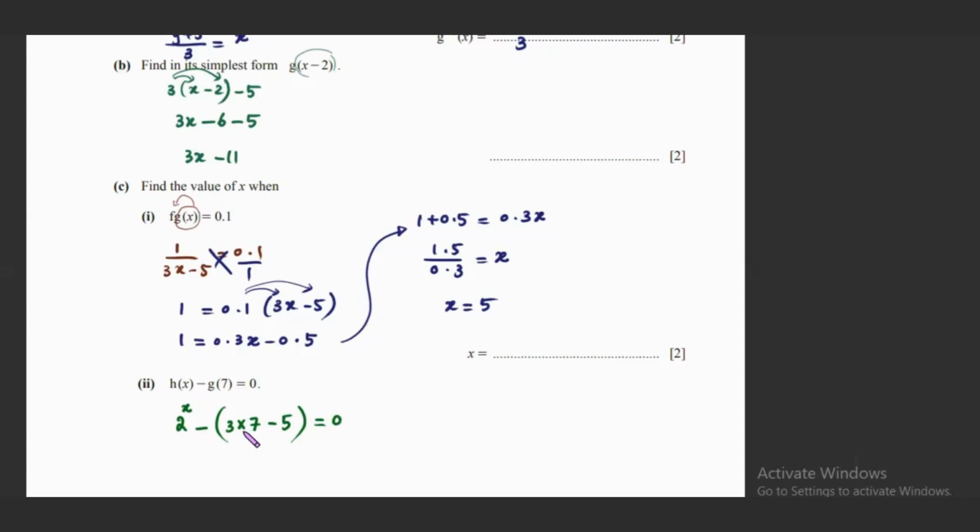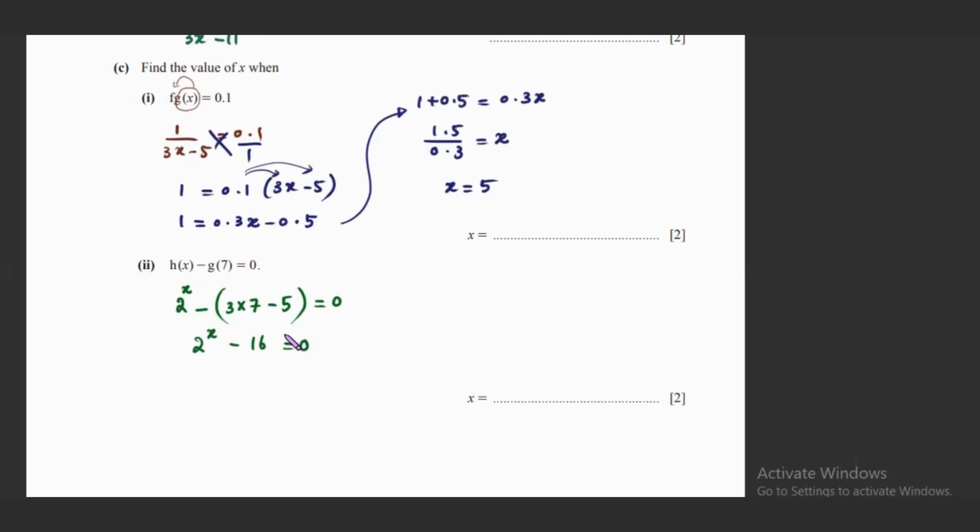So 3 times 7 is 21. 21 minus 5 is 16. So from this 2 to the power x, I need to deduct 16. This is equal to 0. So I need to bring the minus 16 to the other side. That becomes plus 16, which will be 2 to the power x is equal to 16.